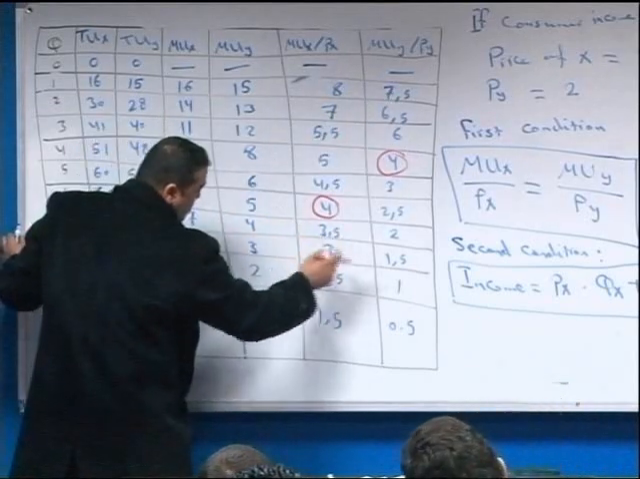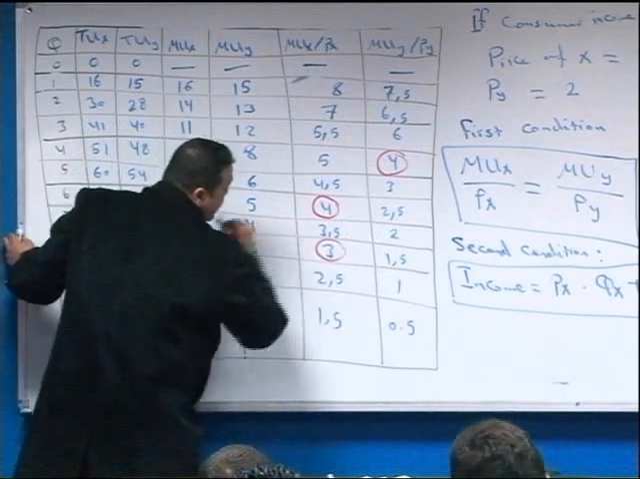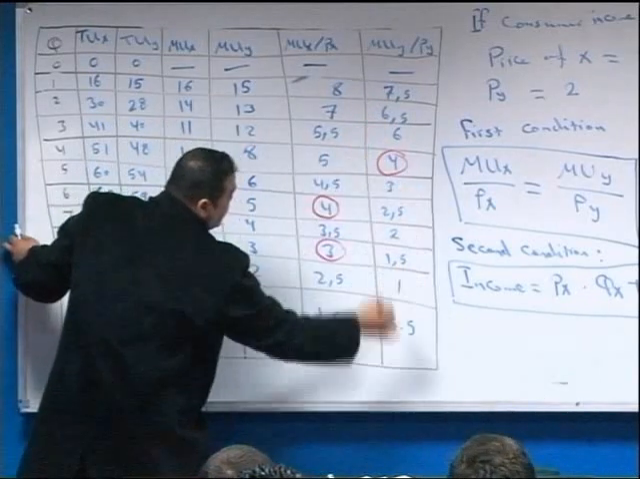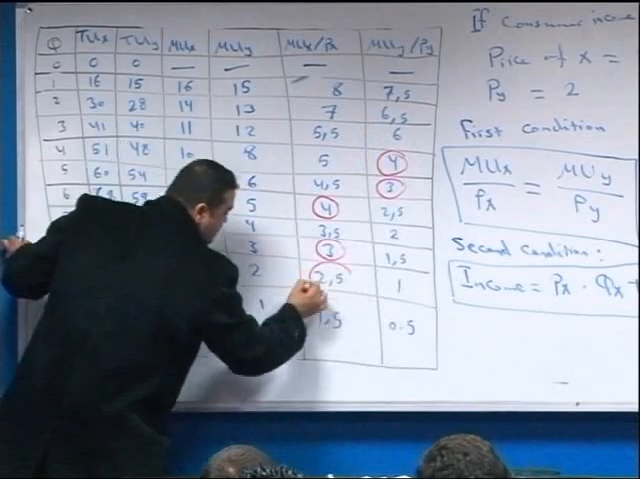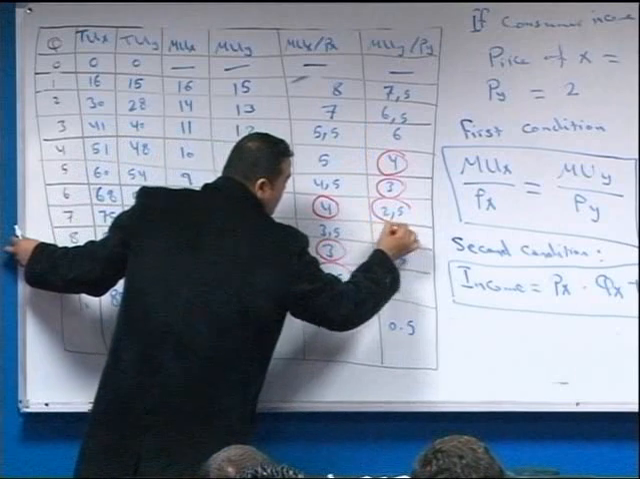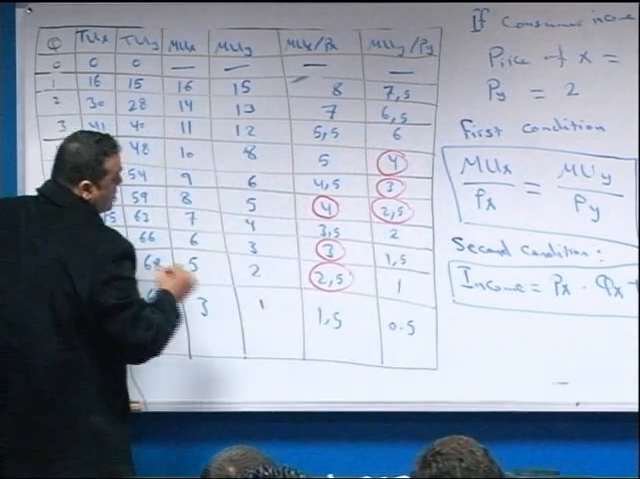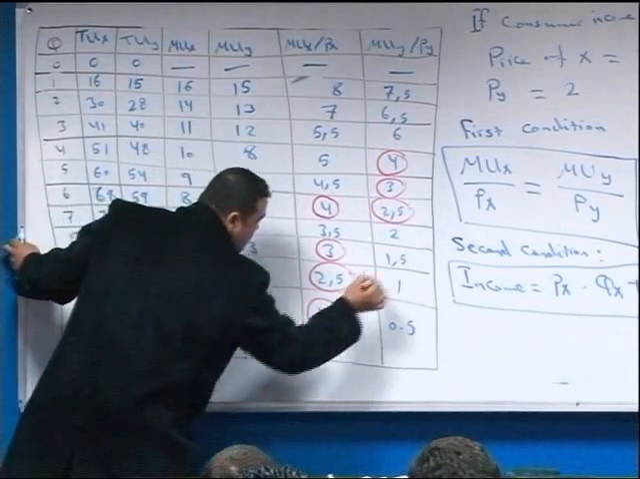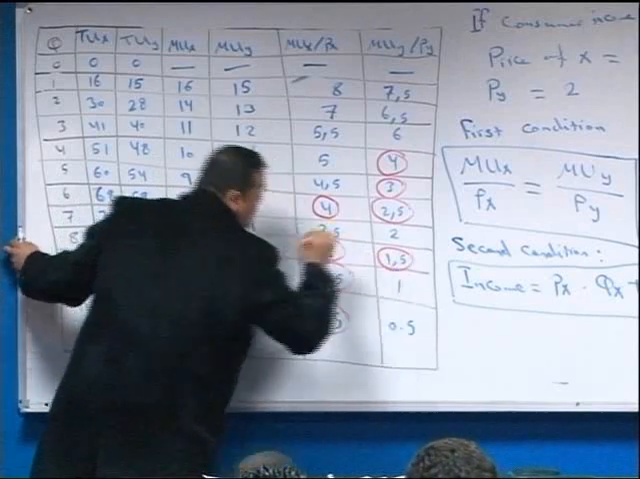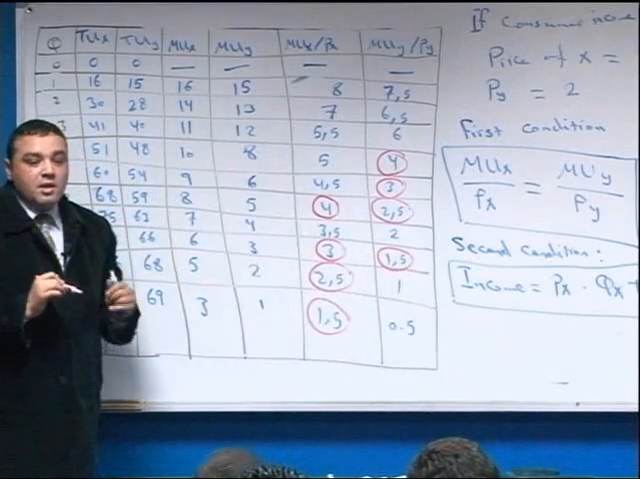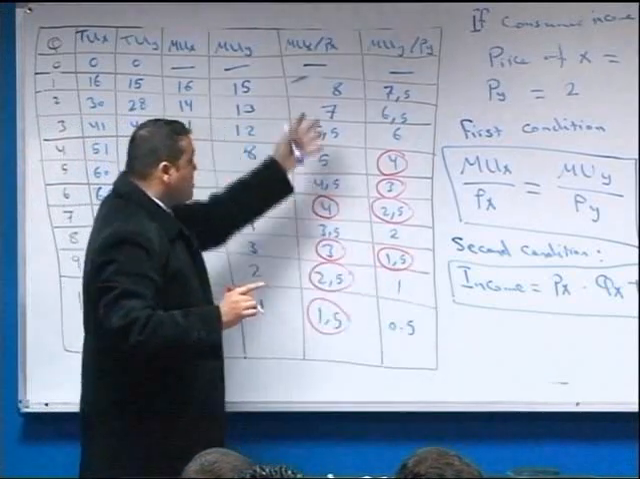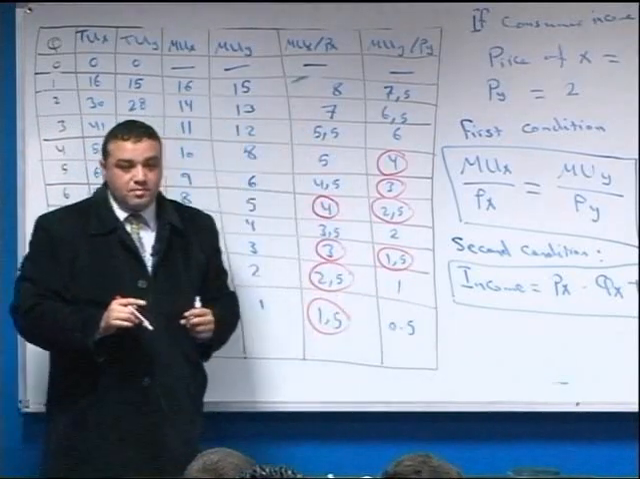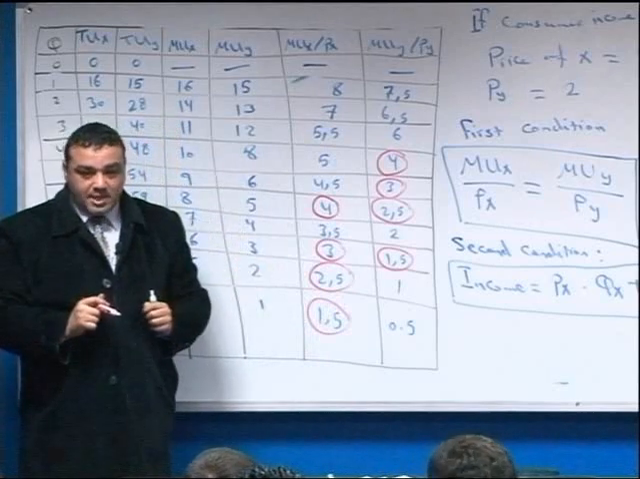What else? 3.5, no. 3, yes. 3 and the 3. Where is the 3 in the second column? 2.5, yes. 1.5, yes. So as you see, the first condition is met under 4 cases, right?